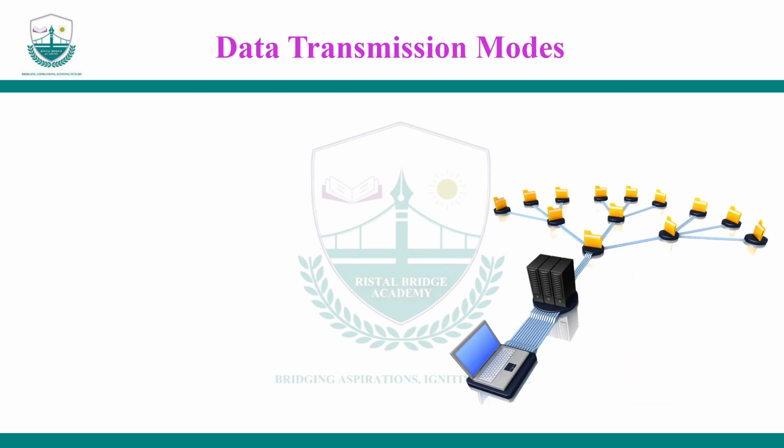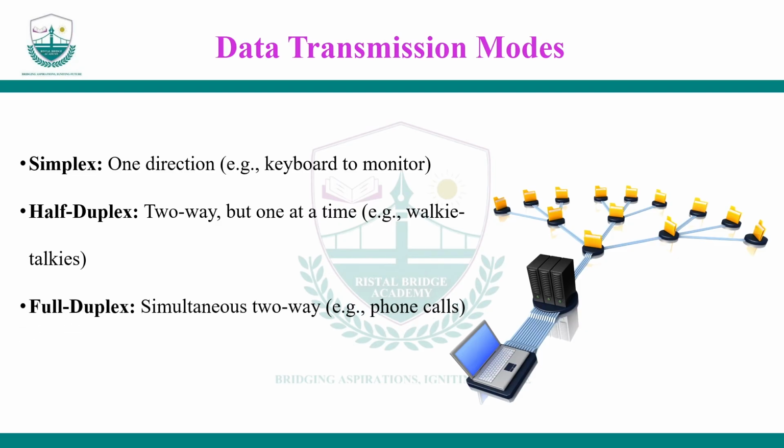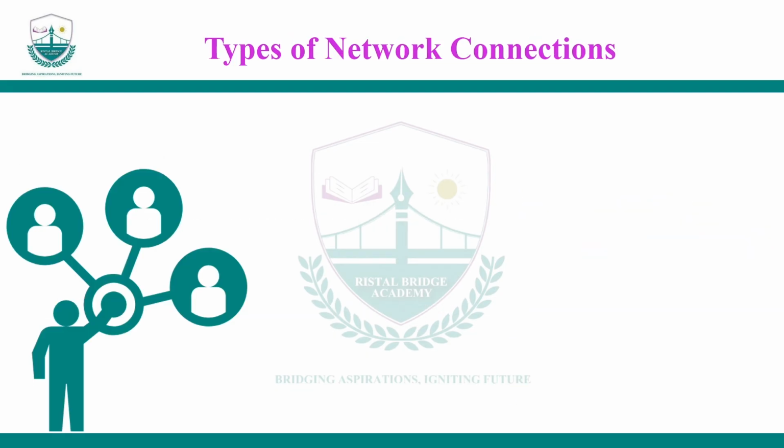Then looking at data transmission modes. When data is sent, it can flow in different ways. Simplex, one way only, like your keyboard sending signals to the computer. Half duplex, two way but only one at a time. Think of walkie talkies. Full duplex, two way simultaneously, like a phone call. Then let's talk about the types of network connections.